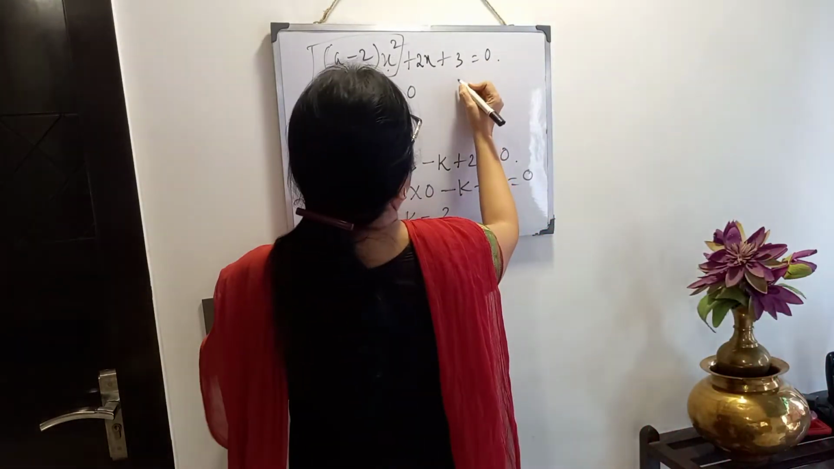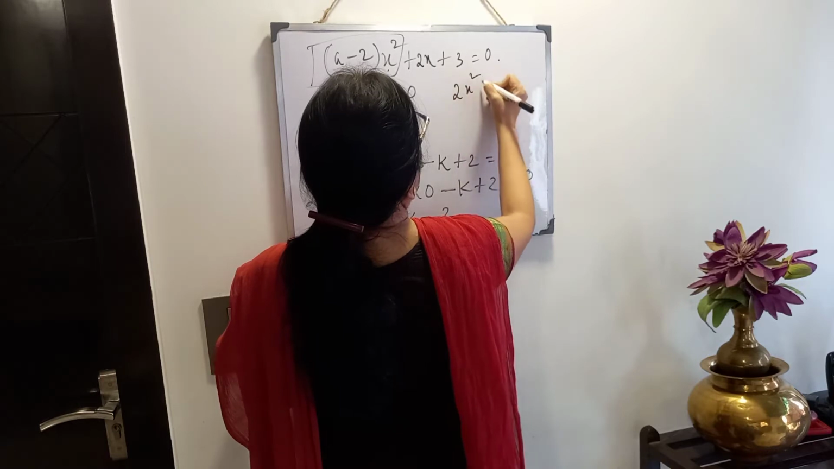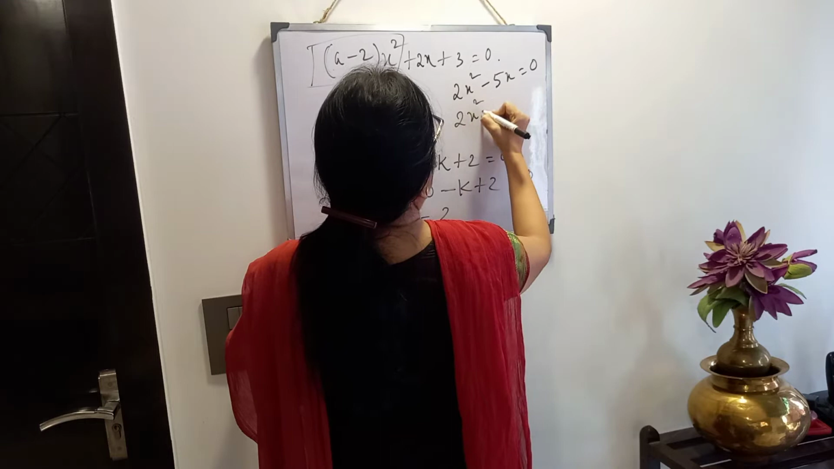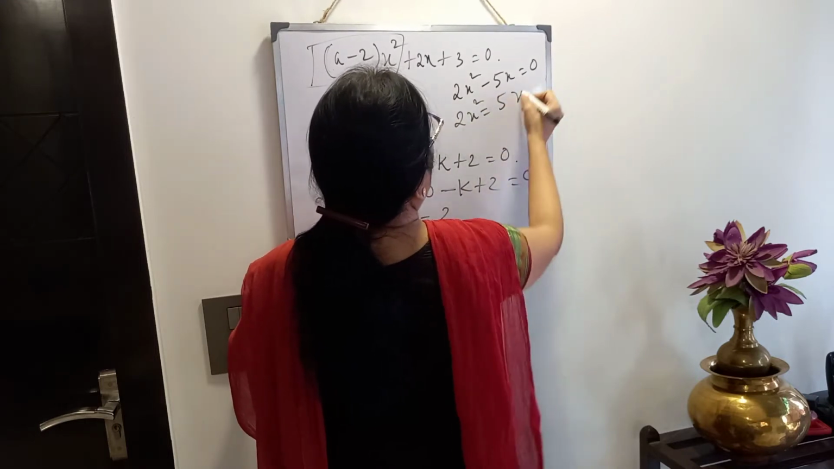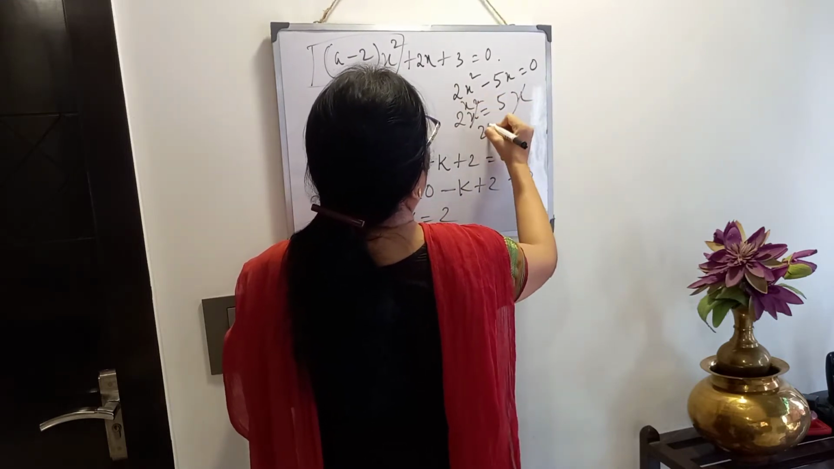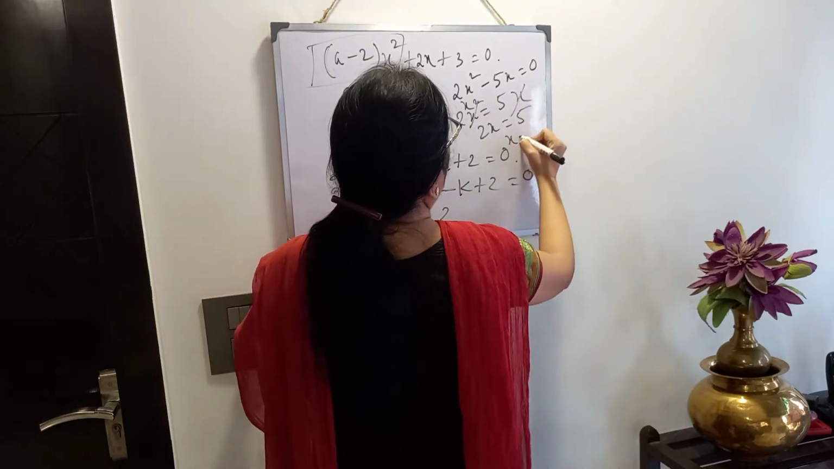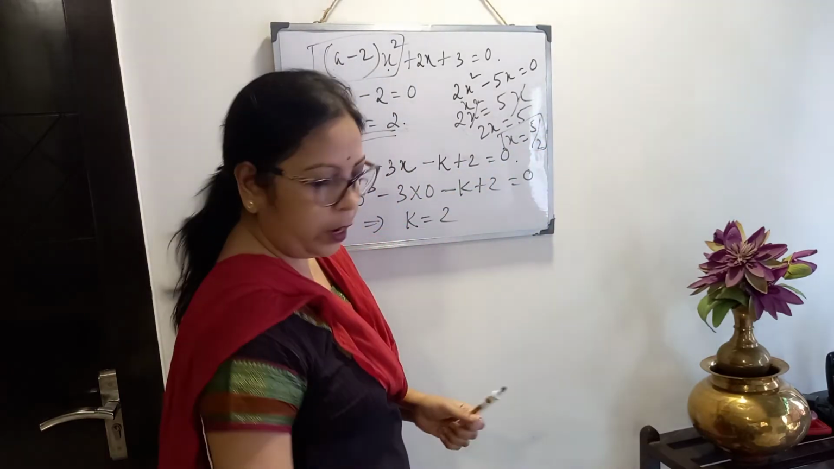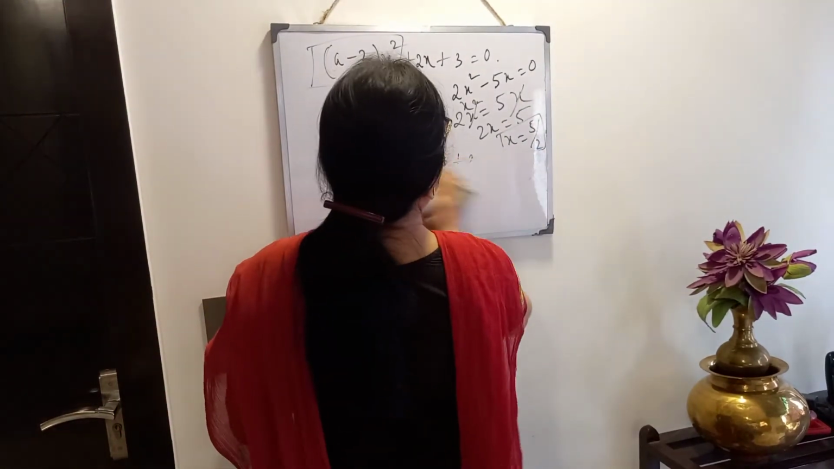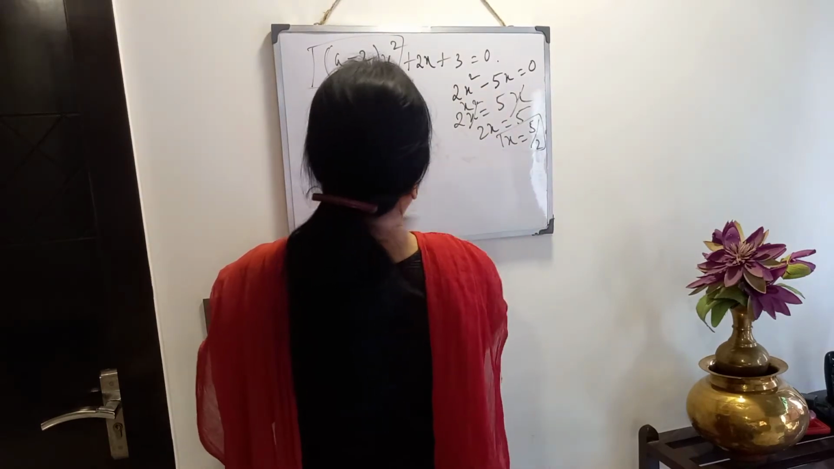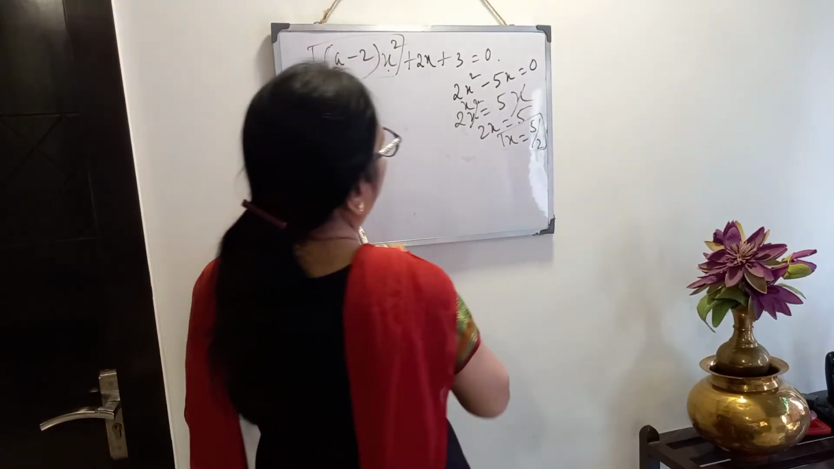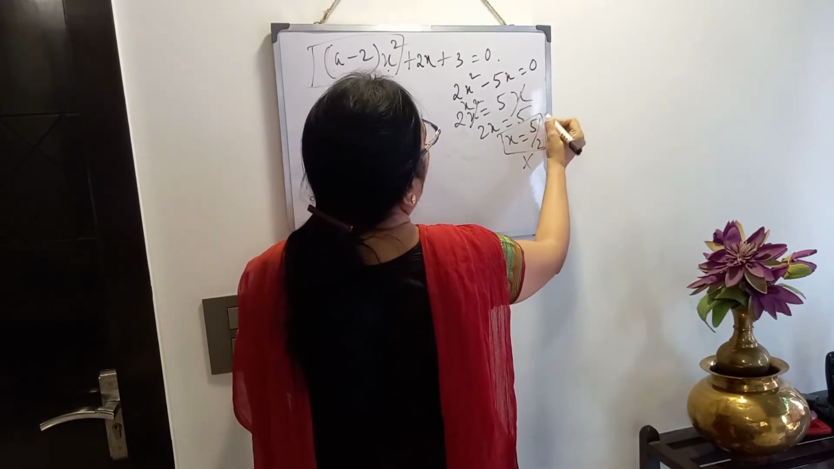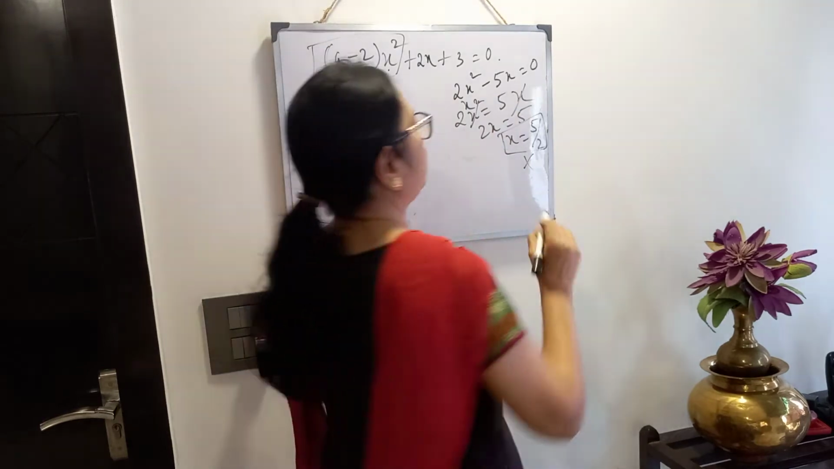Suppose I am writing here 2x square minus 5x equal to 0. Now next step, if you take 5x to that side and cancel, it becomes 2x equal to 5, so x equals 5 by 2. So here we are getting only one value of x. But this is a quadratic equation, and you are getting only x equal to 5 by 2. So this is totally wrong. Clear? Any quadratic equation will have two values or two roots.